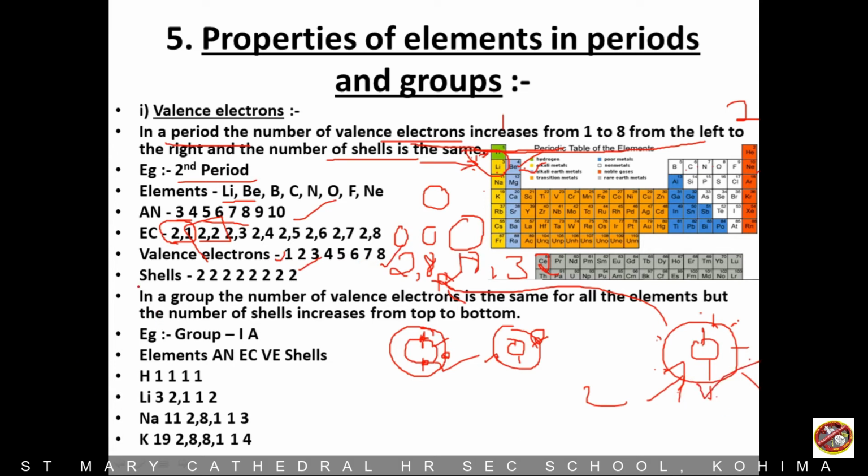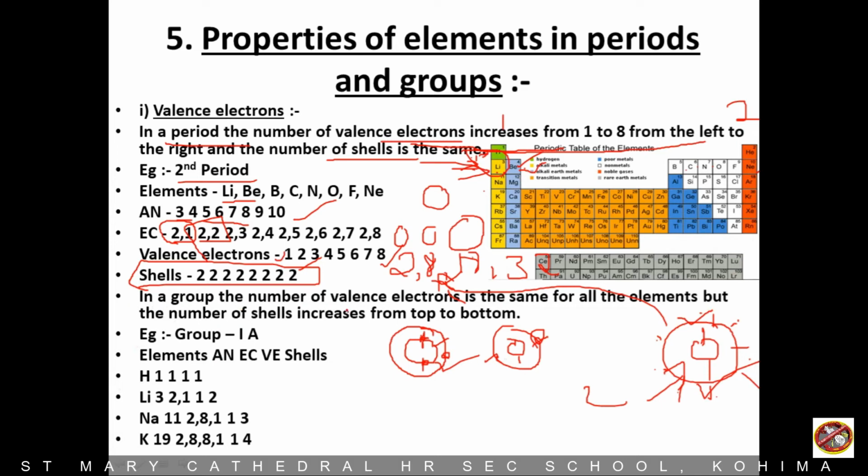Another thing is that they had the same number of shells from left to right. You have tried it and you have found that till the end they just had 2 shells. Yes, now let us see the next point.